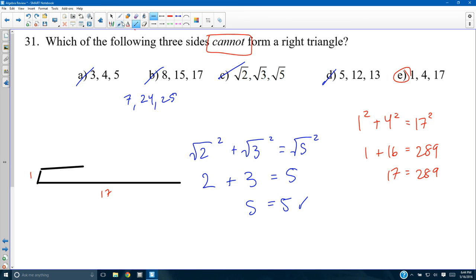Sure, I might be even pushing it a little bit. Who knows? How the heck am I going to make a triangle out of this? 4 can't reach 17. Even if I tried to bend it, it's just going to bend down like that. It can't even reach it. The only way for this to be possible, and I made mention of this before, is if a plus b is greater than c. If your two shorter sides are longer than your third side.